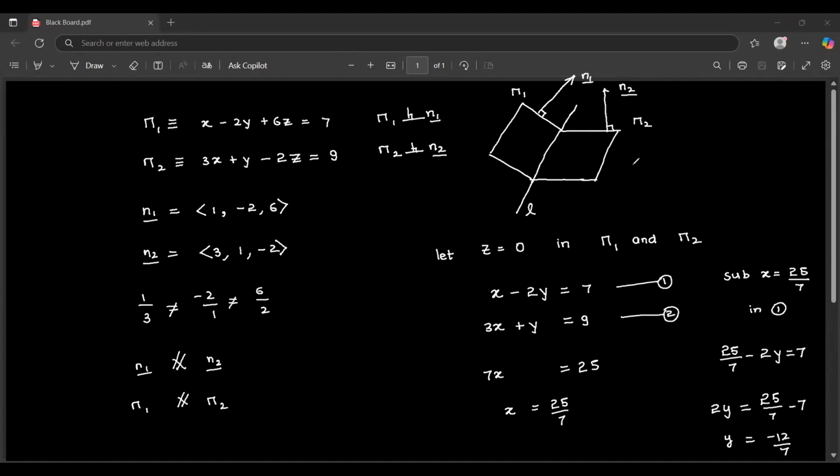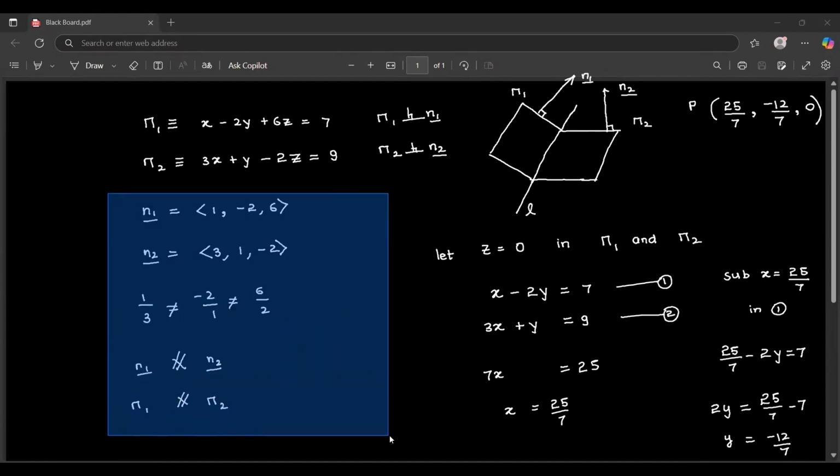So here what we have found is the point, let's say point P, which is given as 25 over 7, minus 12 over 7, comma 0, and it actually lies on the planes pi 1 and pi 2. If you want to, you can actually verify this.